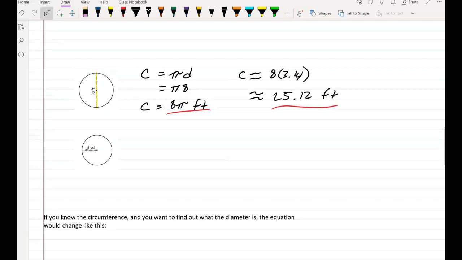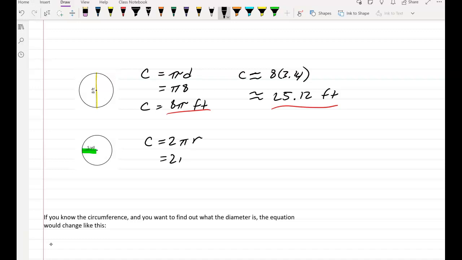Now, on this next one, we don't have the diameter, we only have the radius, and the radius is 5, and so we can use circumference equals 2 pi r. Okay? So that's 2 times pi times 5, because that's the radius. We rearrange these a little bit, so it'll be 2 times 5 times pi. And 2 times 5 is 10 pi. And that's 10 pi yards. You always want to make sure that you label.